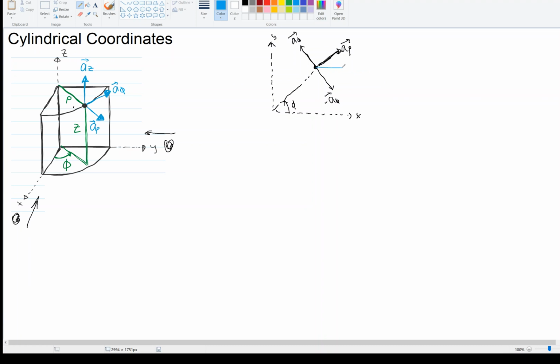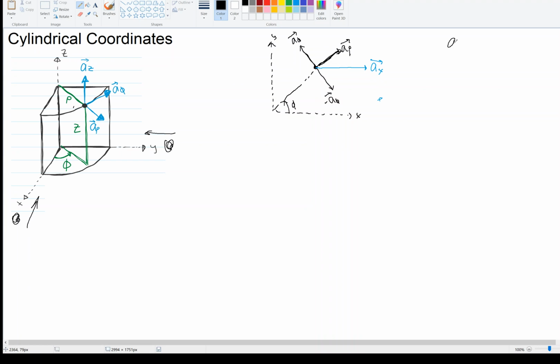Try to keep it to scale here. Actually, I'm going to exaggerate its length because we're going to have to show some detail. This would be AX, a unit vector along the x direction. What we want to do is figure out, given these basis vectors, a rho and a phi, given the basis vectors in cylindrical coordinates, how do we get AX?